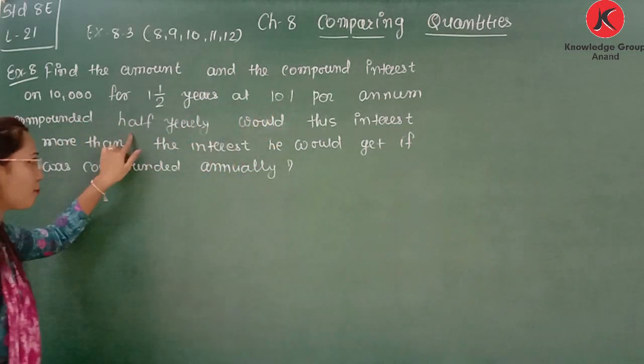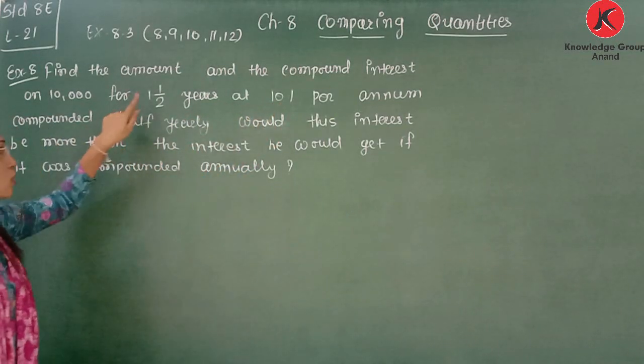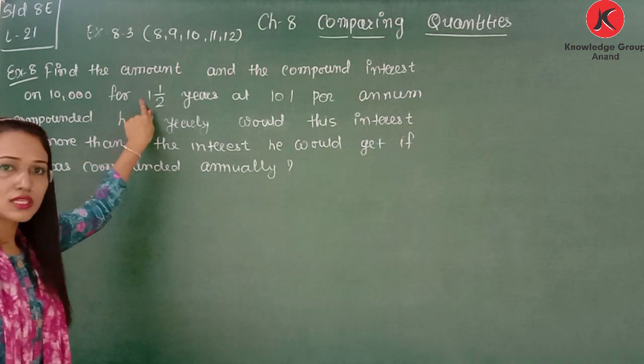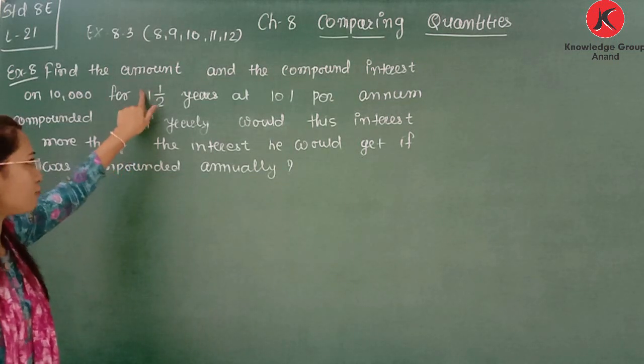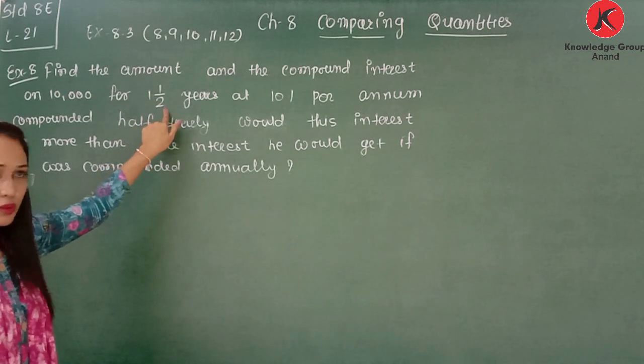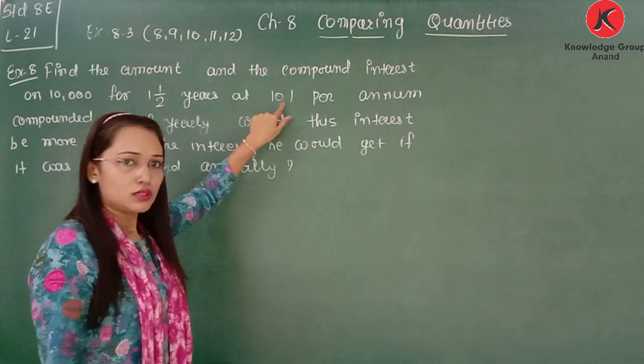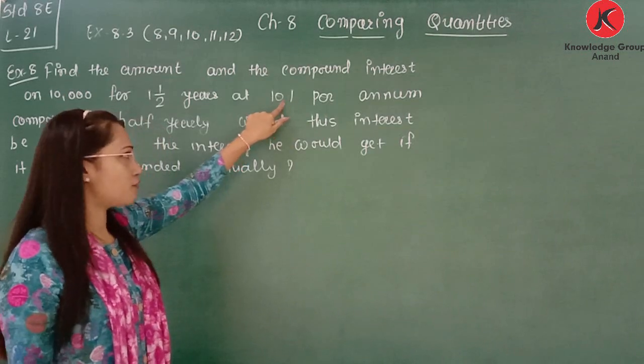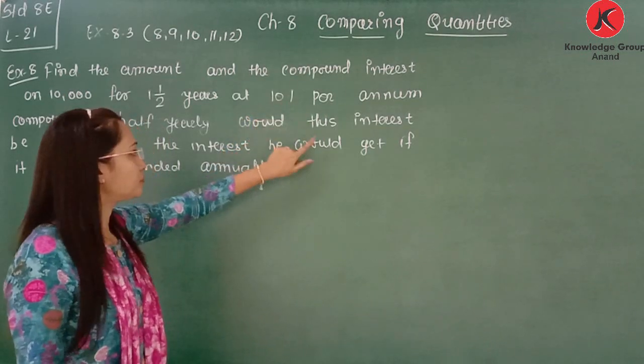If it is compounded half yearly, then your time period is divided into half years. So 1 year means 2 half years, and already 1 half year, means total 3 half years. The rate of interest is divided by 2, so this is 5% per half year.